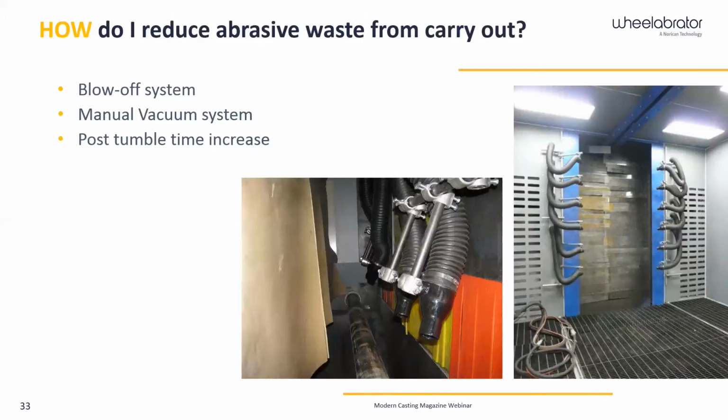On a tumblast machine, one of the things you'll have to look at is increasing your post-tumble time. If you run a mix of parts, some dense parts and some bigger parts, that's something you want to look at. With the bigger parts, the abrasive will drop down through your mesh belt a whole lot faster. When you run a dense load, you may have to increase it two, three, four minutes so that you're not getting the abrasive coming out with your parts.